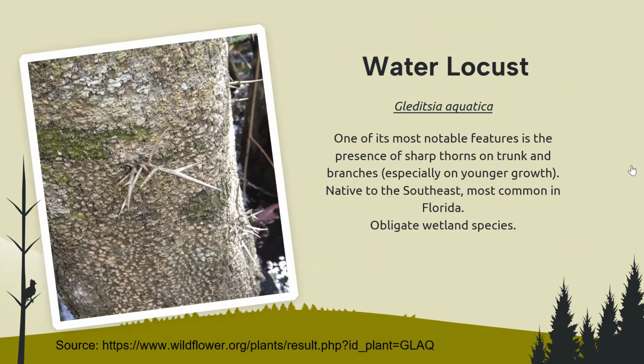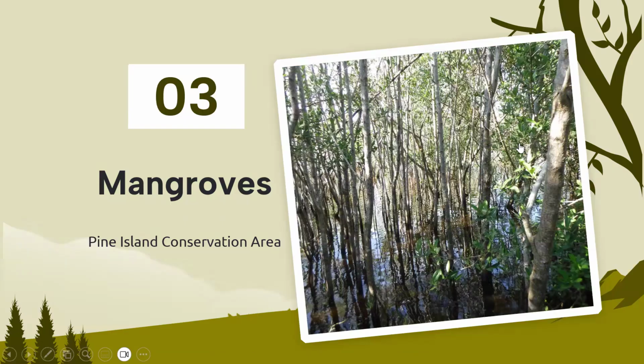The water locust is one of the most unique plants because of its most notable feature, which is the presence of these sharp thorns on the trunk and branches, especially on younger growth trees, although I'm pretty sure this tree was pretty old. And it is native to the southeast and it's most commonly found in Florida, although it's quite an uncommon species based on the iNaturalist distributions that I was looking at.